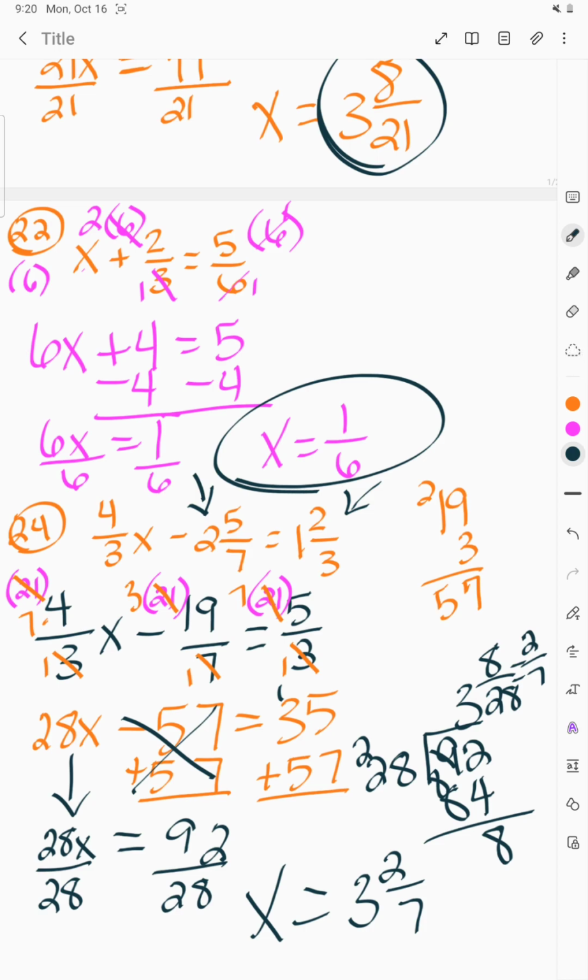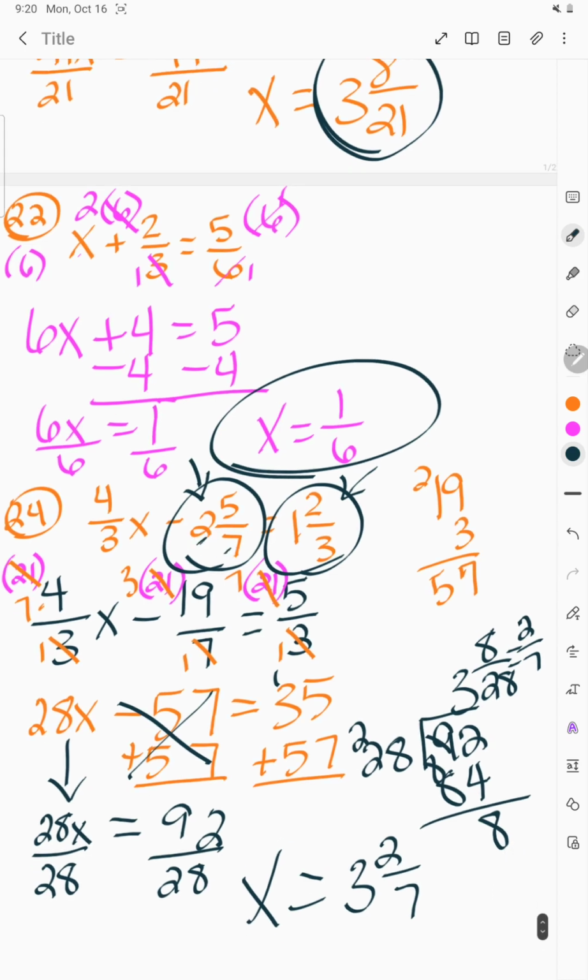Okay. So I'll walk you through the steps. So the first thing that we did was we took our mixed numbers here and we turned them into improper fractions. So 7 times 2 is 14. 14 plus 5 is 19. So that's where I got this 19 right here over 7. Here is 3 times 1 is 3 plus 2 is 5. That's where I got 5 over 3.